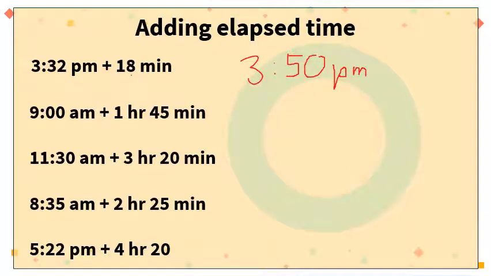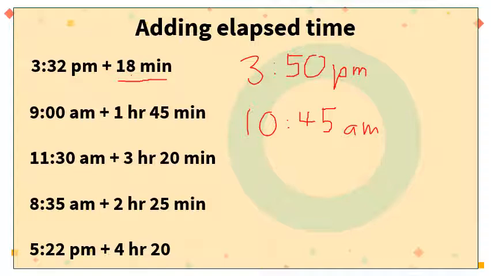Here we've got 9 a.m. plus 1 hour and 45 minutes. So now, instead of just changing the time within the hour, we're adding hours and minutes. So we're going beyond the hour, and we're also adding some minutes. That's nice and simple. 9 plus 1 is 10. So the hour is going to be 10. And the minutes are going to be 45. And we have to write out AM as well.